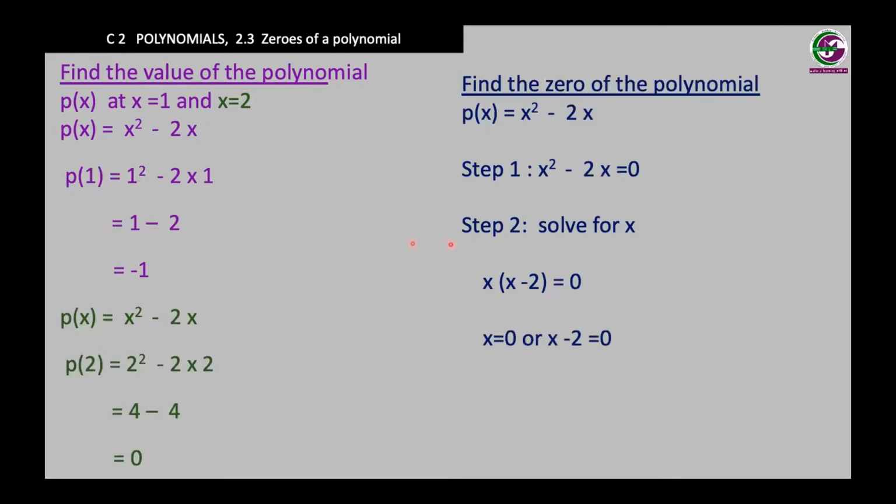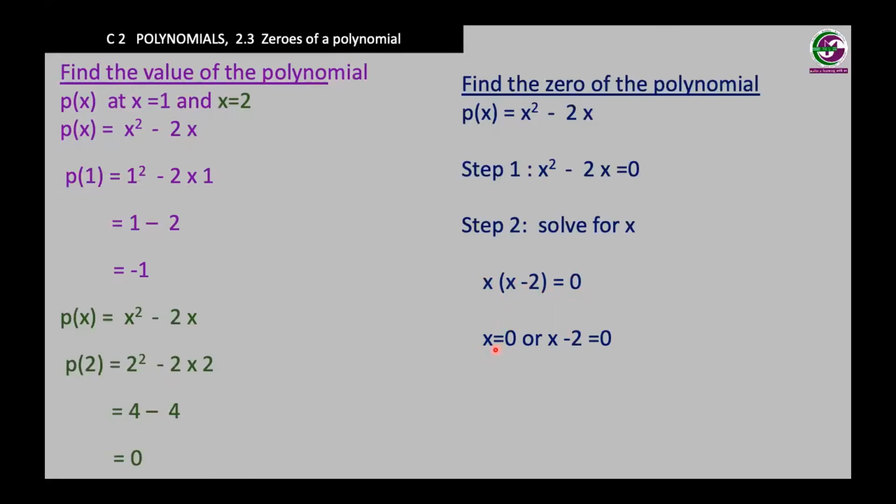Now, how do we get this equation equal to 0? Either x is equal to 0, or the second bracket is equal to 0, x minus 2 is equal to 0. So we take two cases: x is equal to 0 or x minus 2 is equal to 0. In grade 8, you have studied about factorizing an equation. So this is actually an application of that one.